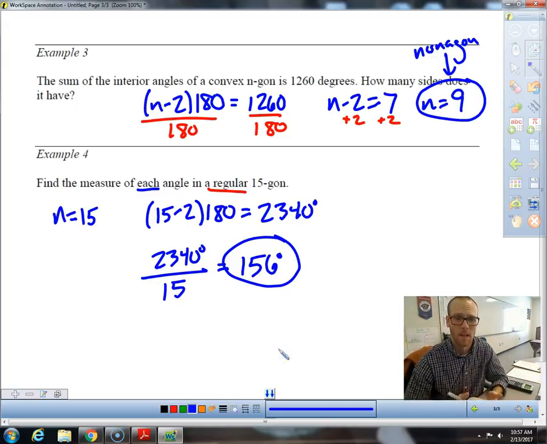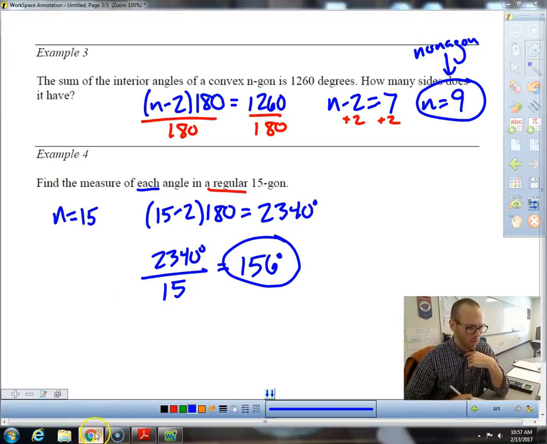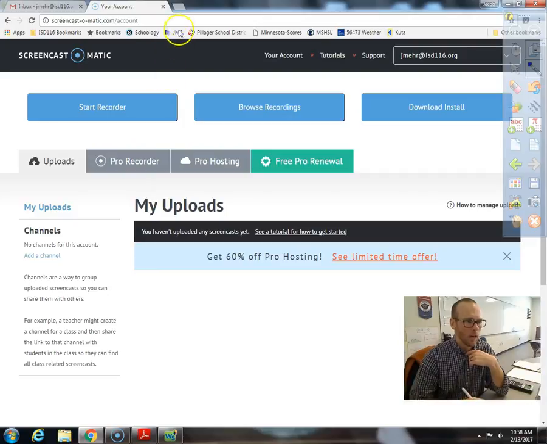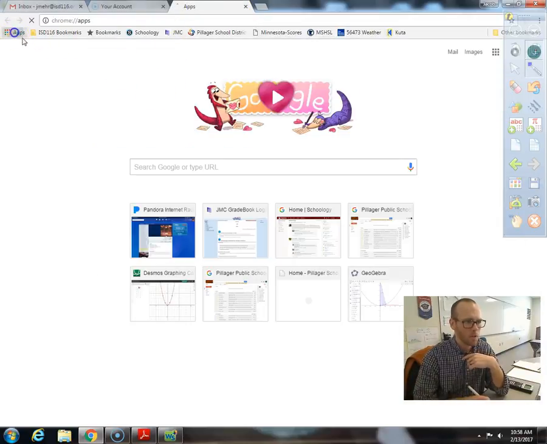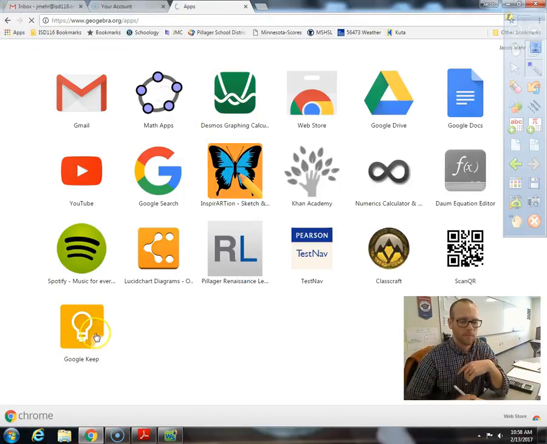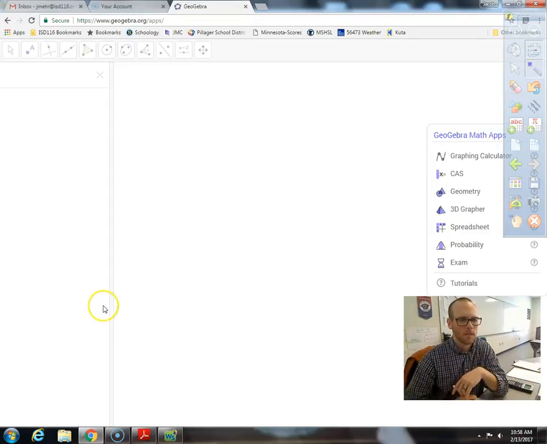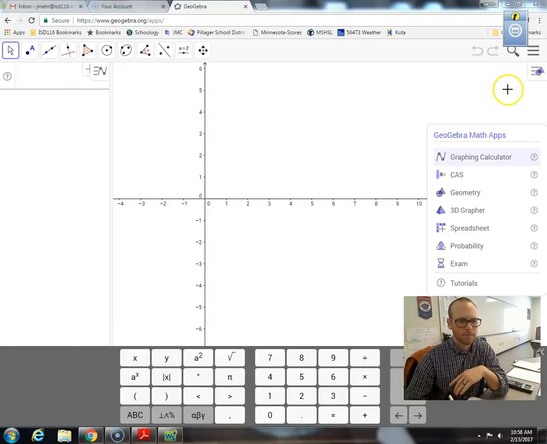Does that make sense? Is that a reasonable answer? Can you picture that? A 15-gon, 15 sides, going all the way around, that each angle would be 156 degrees. Well, you know what I'm going to do? I am going to get on GeoGebra briefly. I'm going to investigate this a little bit to see if that seems like a reasonable answer.